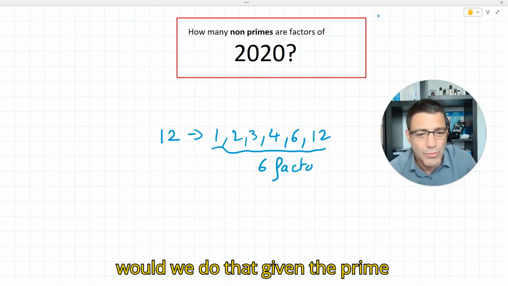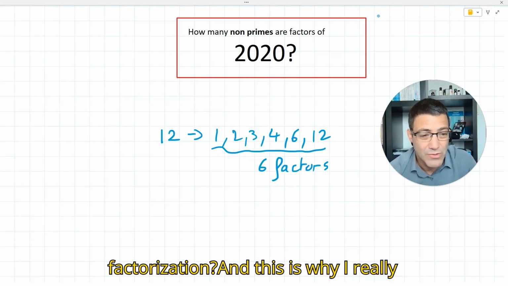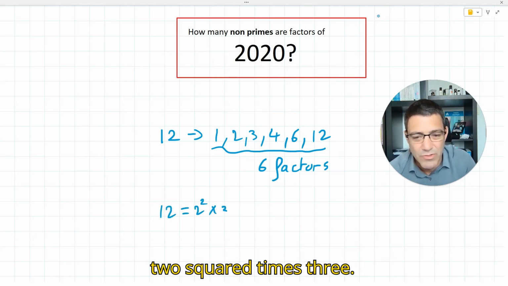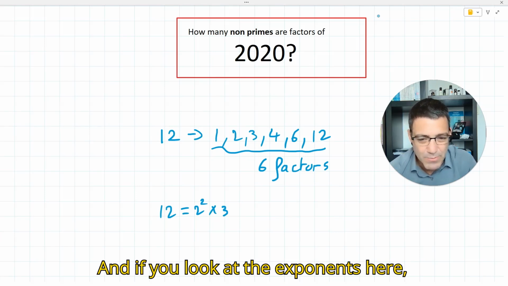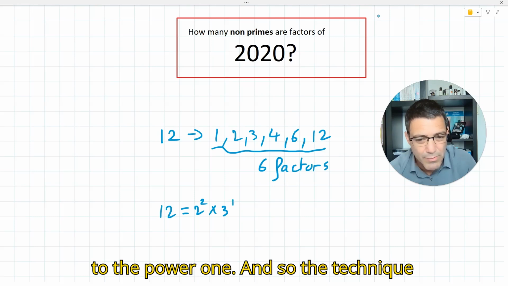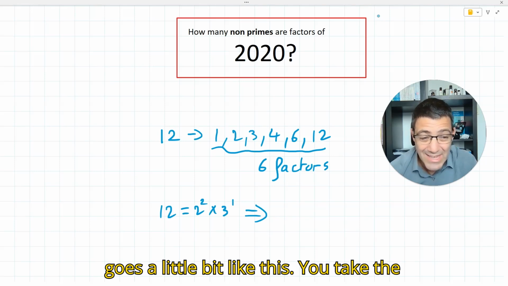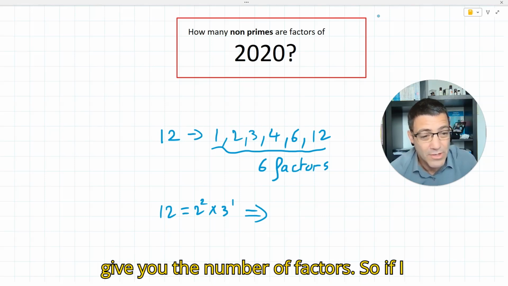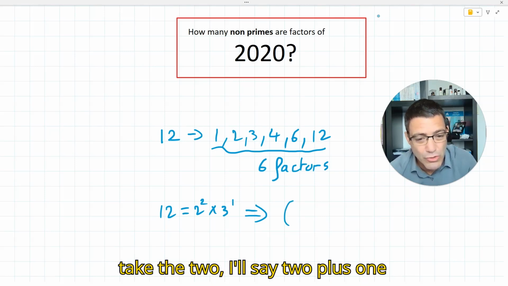Now, how would we do that given the prime factorization? And this is why I really like this question, because 12 is equal to 2 squared times 3. And if you look at the exponents here, so 2 is to the power 2 and 3 is to the power 1. And so the technique goes a little bit like this. You take the exponents, so you take the 2 and the 1, you add 1 to them and you multiply them by each other, and that'll give you the number of factors. So if I take the 2, I'll say 2 plus 1 here.